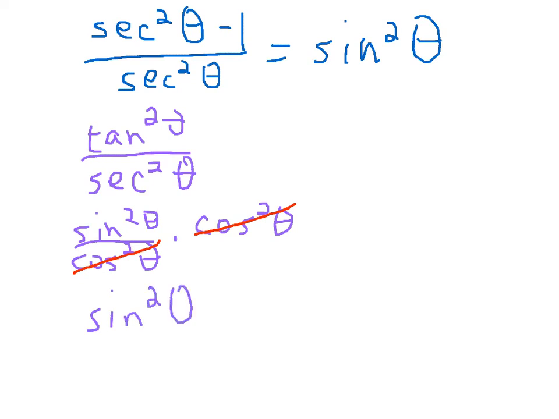So there you have it. Didn't even have to wave a magic wand. We were able to logically proceed from top to bottom, and we were able to prove that secant squared theta minus 1 over secant squared theta is equal to sine squared theta. And that is exactly what we were trying to prove.